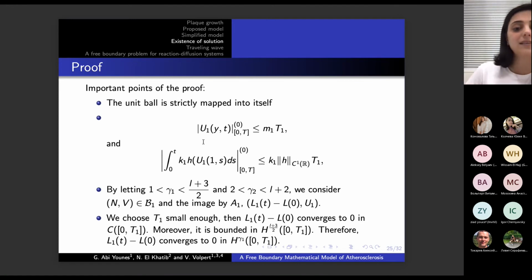The method here is a little bit complicated, but I am going to explain it briefly so that you can understand it. From the estimations that we got, the norm of U at 0 is less than M1 t1. Here I took the example of the interval 0 t1. If t1 is small enough, this norm converges to 0. And similarly, the norm of L minus L at 0 is less than a constant times t1. If t1 is close to 0, then it converges in C.